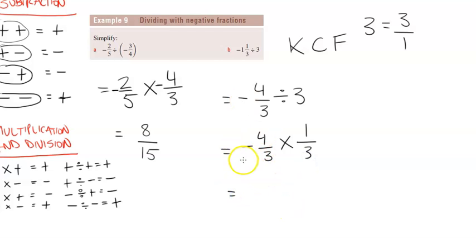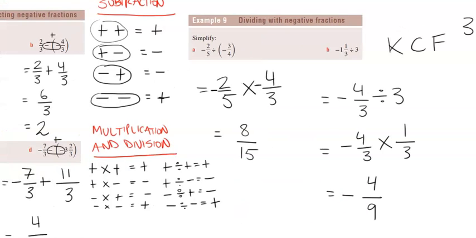Now we can go ahead and multiply, remembering our negative divided by positive. Negative divided by positive is a negative number. 4 times 1, which is 4. And 3 times 3, which is 9. So our final answer is negative 4 over 9. I try to keep this video under 20 minutes, and I sure have. A lot of questions that are involved with this.